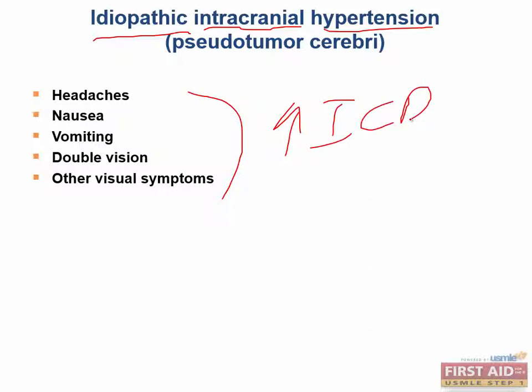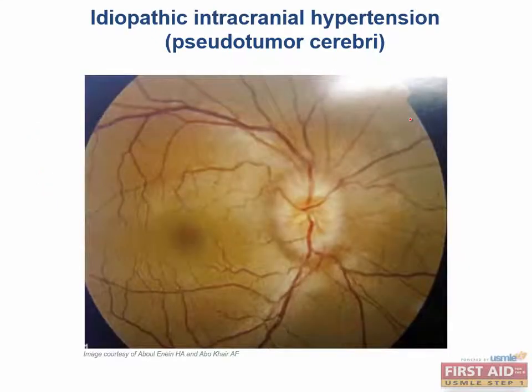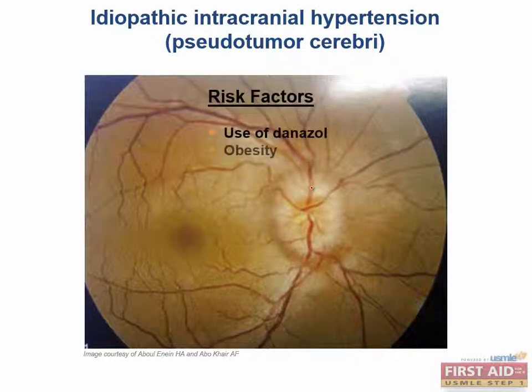Idiopathic intracranial hypertension can also be known as Pseudotumor cerebri and can only be diagnosed if there is no alternative explanation for the symptoms. One clinical sign that is indicative of the intracranial hypertension seen in this disease is papilledema, as seen in this image. There are some risk factors that you should be aware of as well. These include the use of danazol, obesity, being a woman of childbearing age, and what vitamin excess? The answer is vitamin A excess.